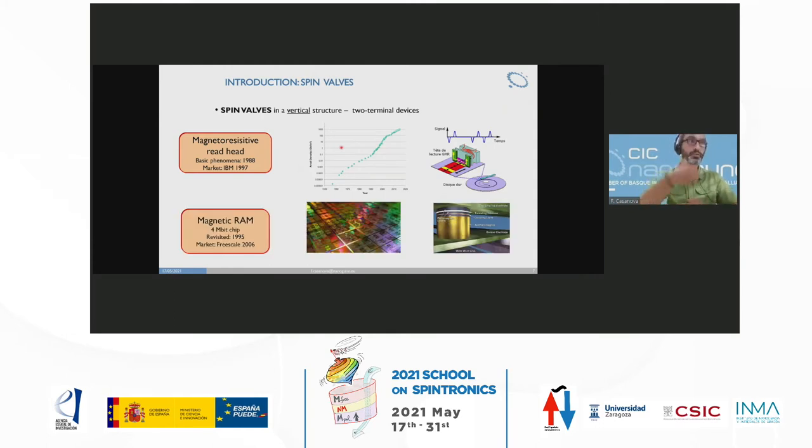Regarding TMR, one of the main applications is magnetic RAM memory. We've already heard this here, from the discovery, not the discovery, but the rediscovery, let's say, in 1995, to the first commercial device in 2006, was only 11 years as well. This was done with the Oersted fields, right? Kind of a magnetic RAM.